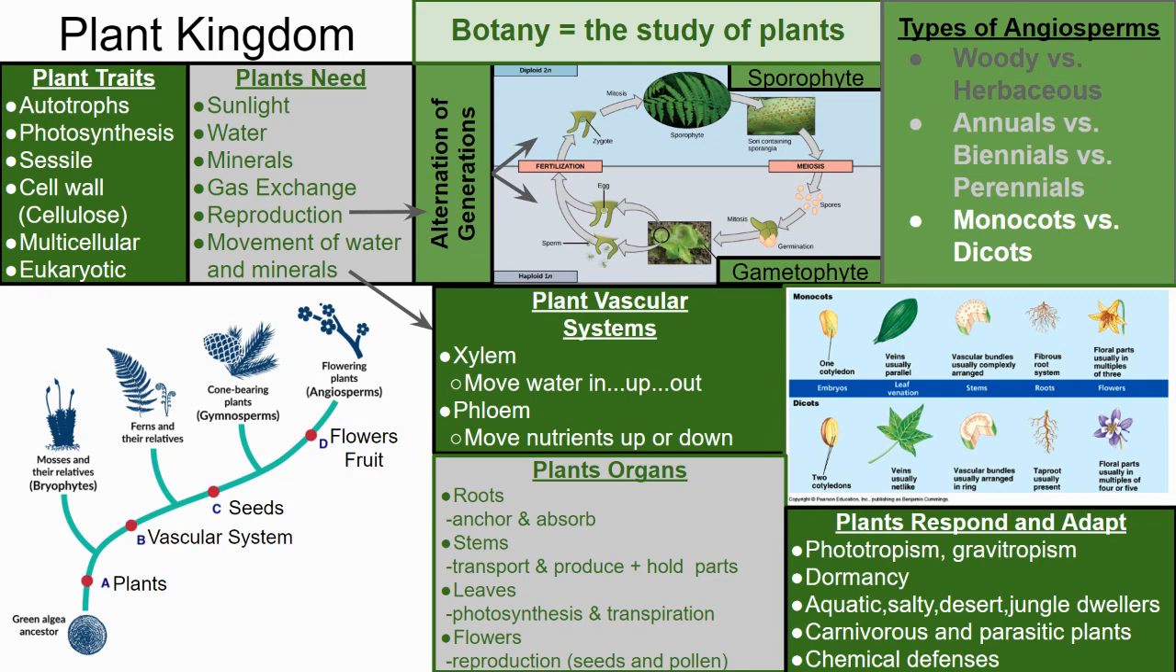There's also chemical defenses, so plants do not want to be eaten, it turns out. And so some of them do have chemical defenses, like poison ivy would keep an animal away from that type of plant. So plants are able to respond and adapt to their environment.